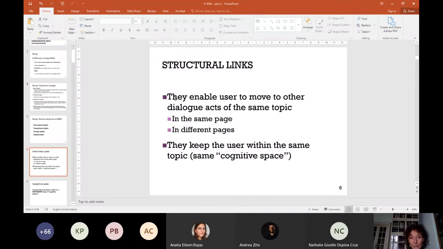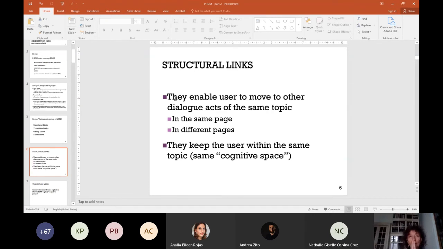Structural links are inside the same structure. Remember, in LIDM, we said we take big entities and we split them into parts. These parts are called dialogue acts. But then the user has to explore these elements. We don't care if these elements are inside the same container, so in the same page, or in different pages. The possibility for the user to move from one piece of the topic to another piece of the topic, inside the same page or in different pages, is called structural links.